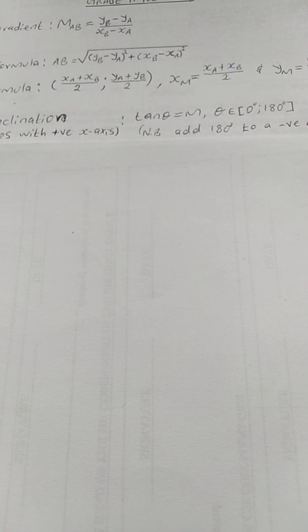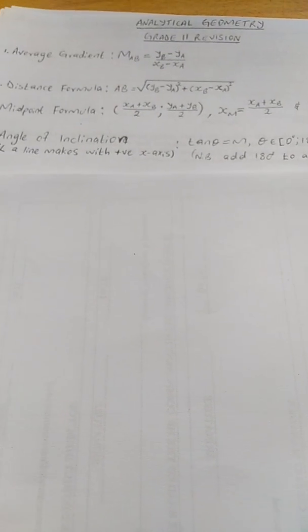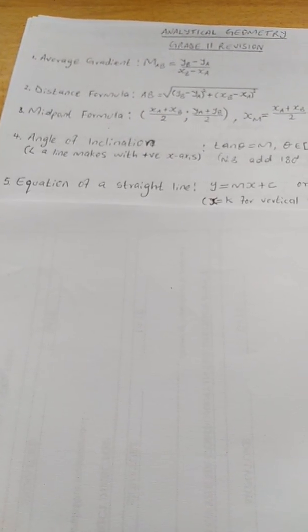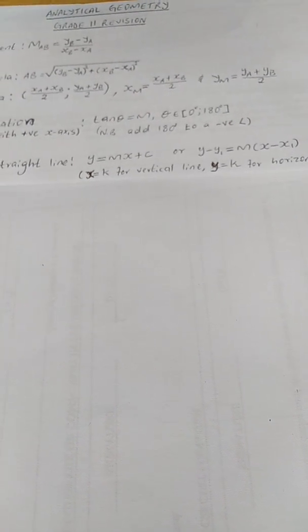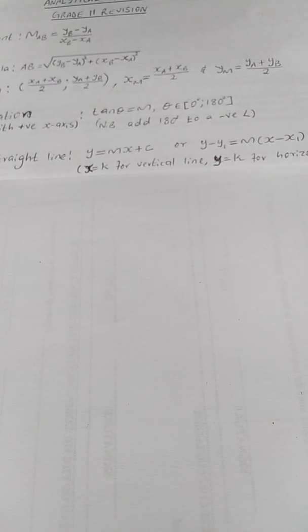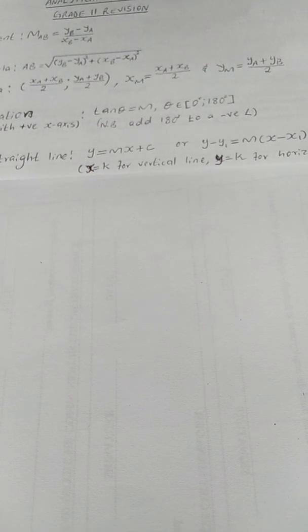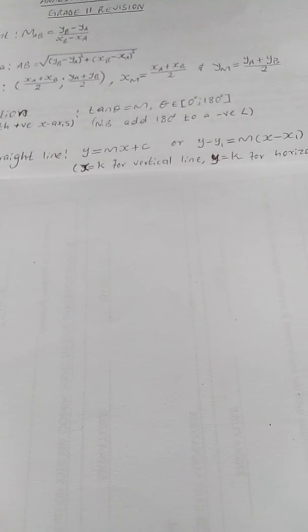I will not go into details as to why, because my assumption is your teacher probably did explain that in grade 11. And number 5, we talked about the equation of a straight line, and we did say that we could use either of the two, y equals mx plus c, or y minus y1 equals m into x minus x1. So if you have a gradient, then you need at least one point from which the straight line that you're finding an equation for passes through. Then you can find the equation that you're looking for.